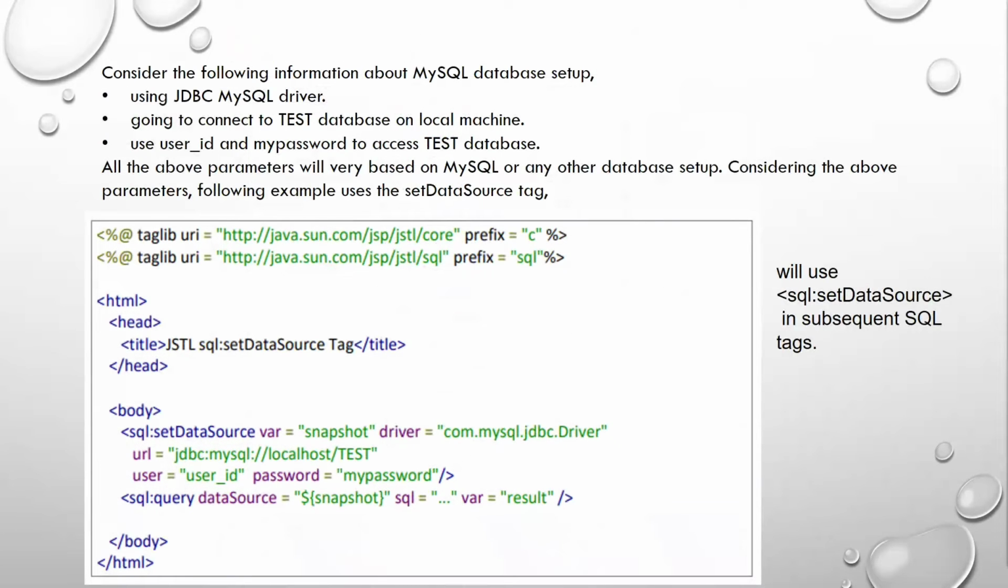Consider the following information about the MySQL database setup. Using the JDBC MySQL driver, we are going to connect to the test database on the local machine. Use user ID and MyPassword to access the test database. All the above parameters will vary based on MySQL or any other database setup. Considering the above parameters, the following example uses the setDataSource tag. We will also use the setDataSource tag in subsequent SQL tags. So here is the example code.